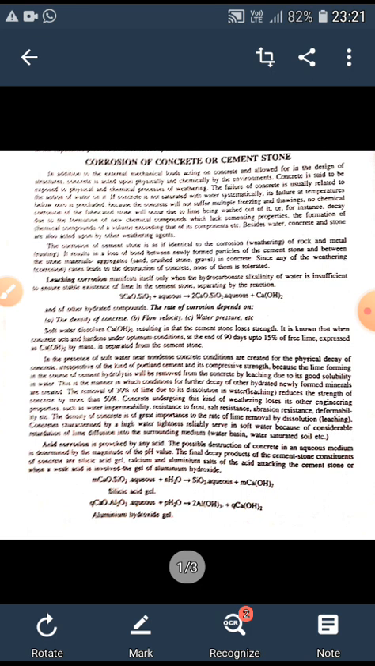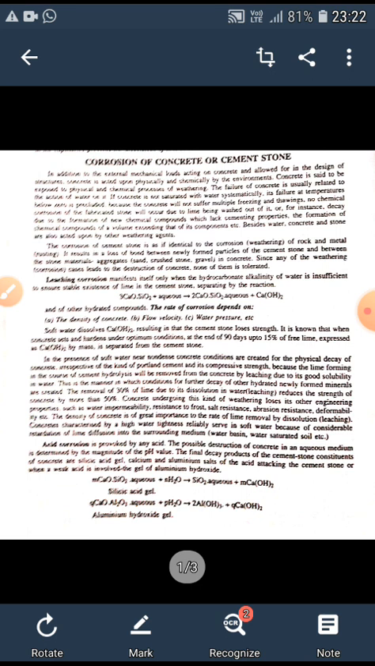Concretes characterized by a high water tightness reliably serve in soft water because of considerable retardation of lime diffusion into the surrounding medium. Acid corrosion is provoked by any acid. The possible destruction of concrete in an aqueous medium is determined by the magnitude of the pH value. The final decay products of the cement stone constituents of concrete are silicic acid gel, calcium and aluminium salts of the acid attacking the cement stone, or when a weak acid is involved, the gel of aluminium hydroxide.